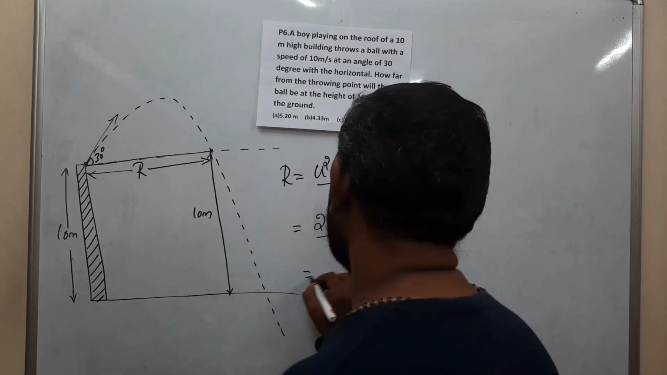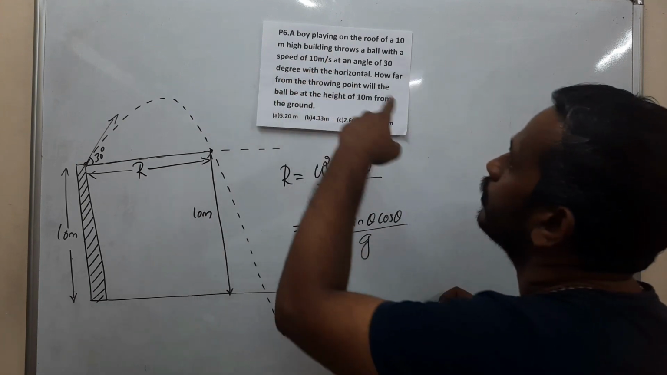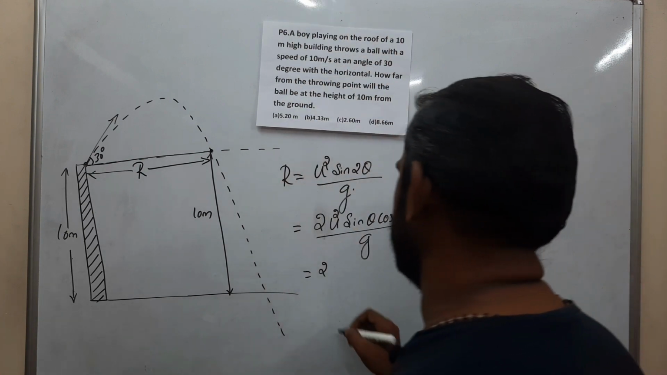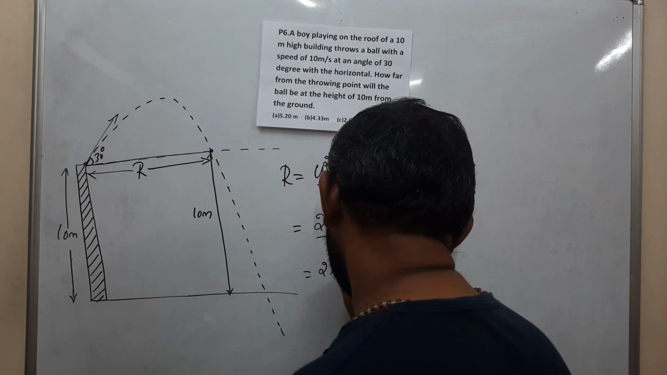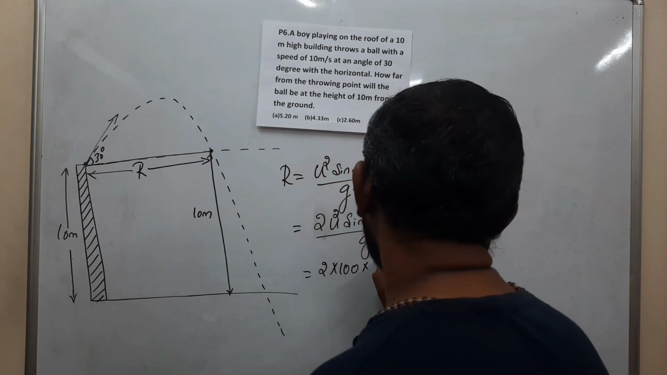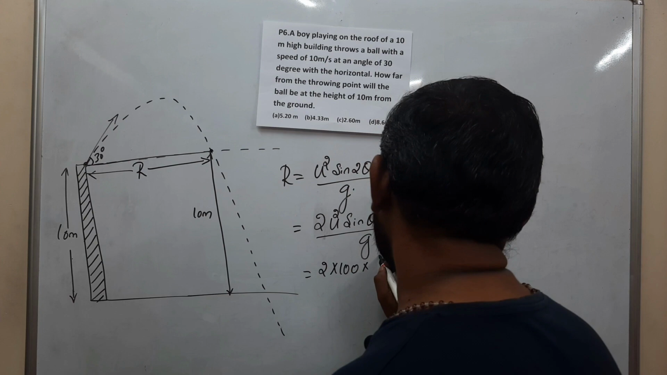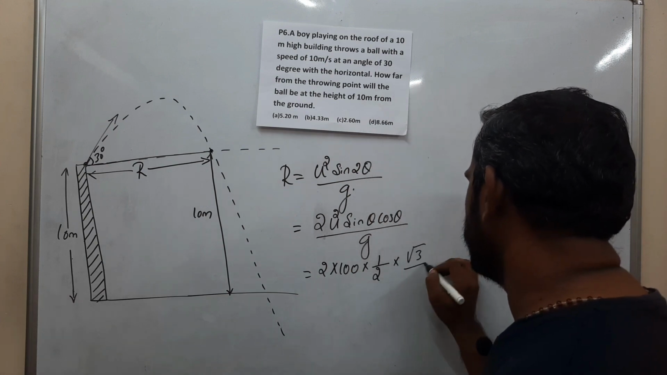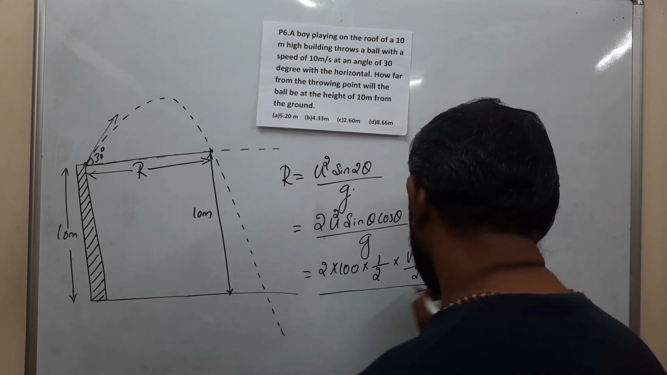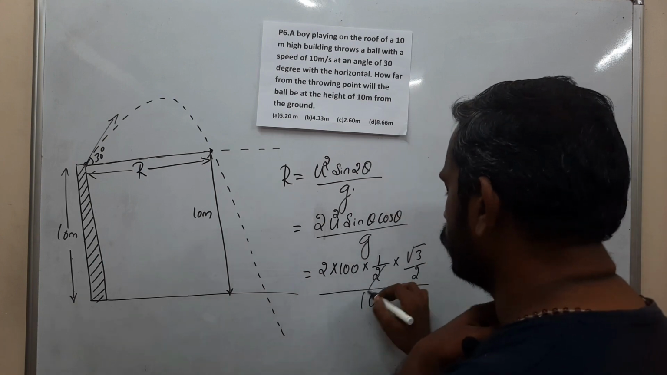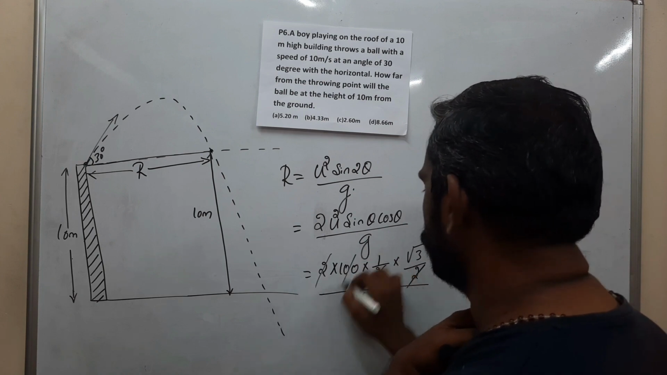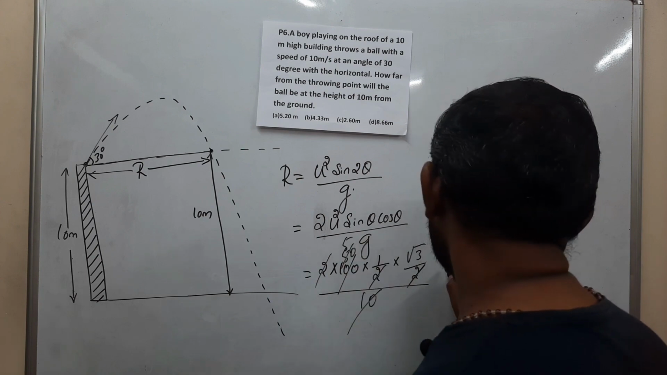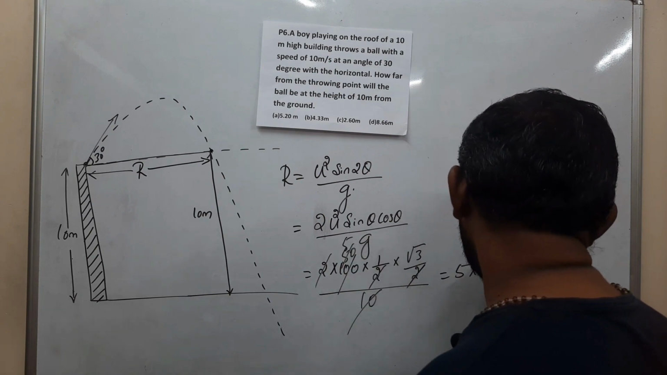So that's equal to 2 into U square, which is 10 square, that is 100, into sin 30, which is 1 by 2, into cos 30, which is root 3 by 2, divided by 10. The 2 gets cancelled, 100 by 2 is 50, and 50 by 10 is 5. So that's equal to 5 root 3.